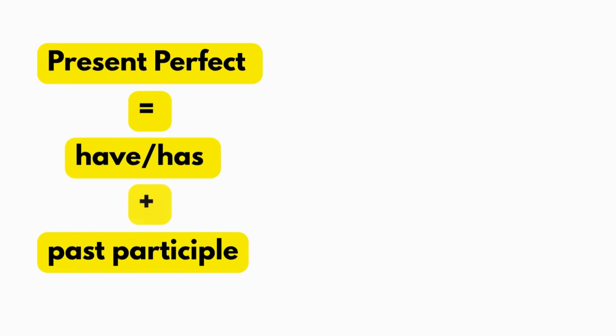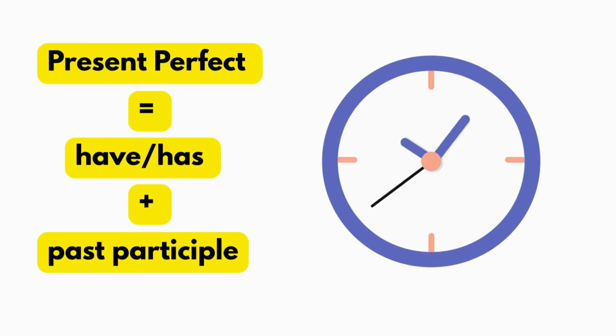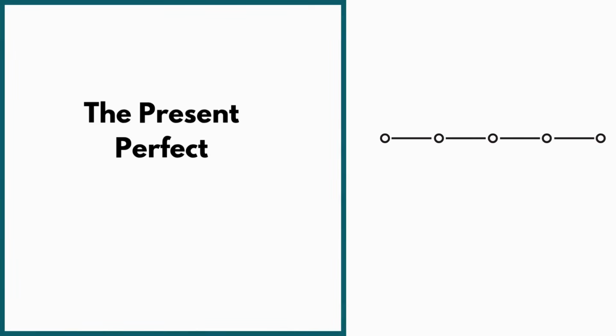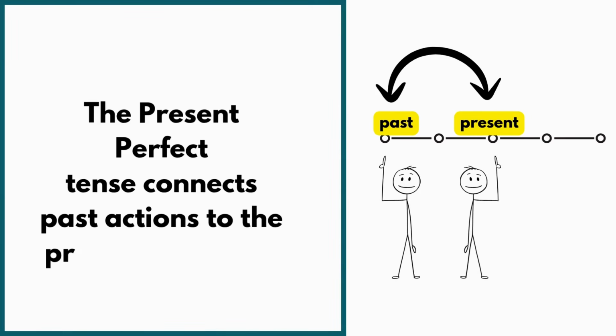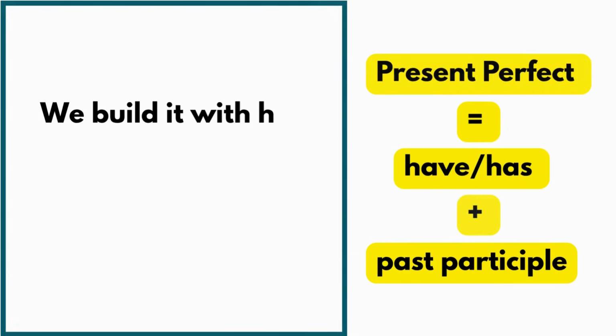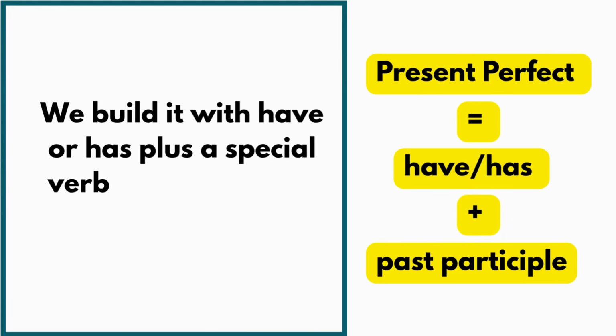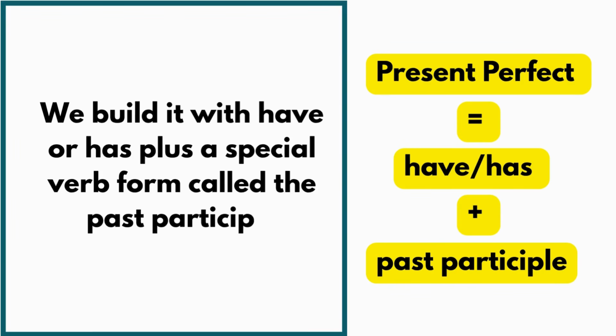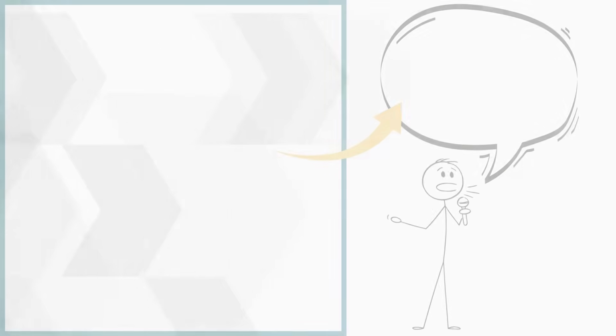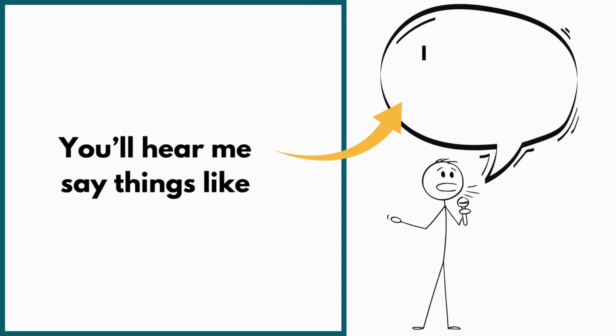What is the present perfect tense? The present perfect tense is made with have or has, plus the past participle of the verb. The present perfect tense connects past actions to the present moment. We build it with have or has, plus a special verb form called the past participle. You'll hear me say things like, I have eaten, or she has visited.